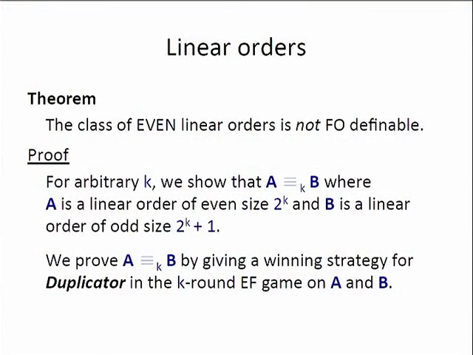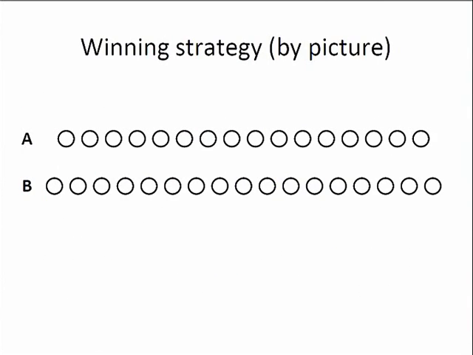So how do you prove this using Ehrenfeucht-Fraïssé games? Well, for an arbitrary K, we give an example of a pair of structures A and B, where A has even size, B has odd size, and yet these are K-equivalent. In other words, duplicator has a strategy in this game. So the structures we're going to use: let A be a linear order of size 2 to the K, and B a linear order of size 2 to the K plus 1. We're going to give a winning strategy for duplicator in the K-round game on this pair of structures.